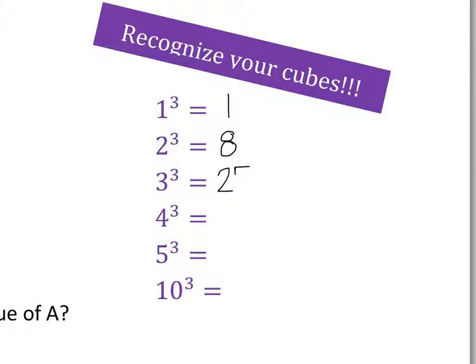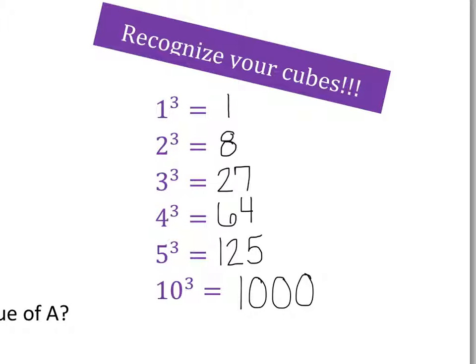4 cubed? Anybody? 64. Your calculator is helpful on this too. 5 cubed? 125, good. And 10 cubed? 1,000. Very good. You might have other ones besides that, but these are going to be most of them that you see.